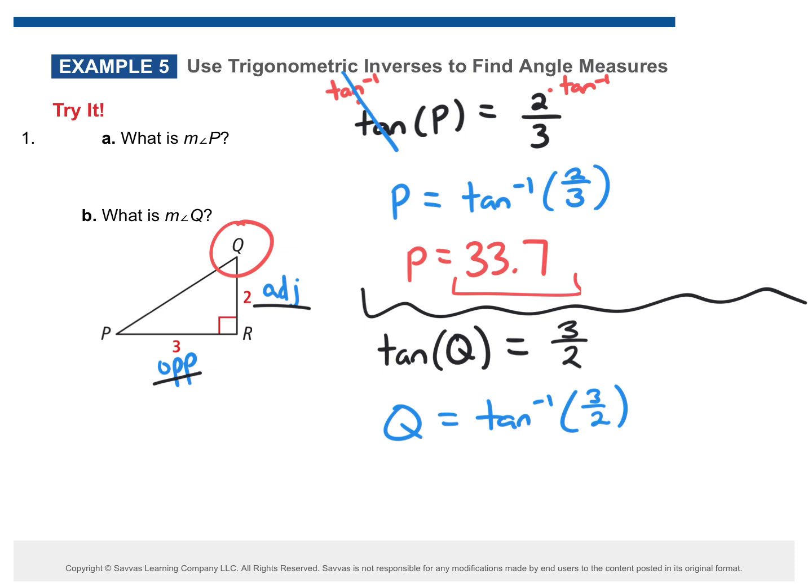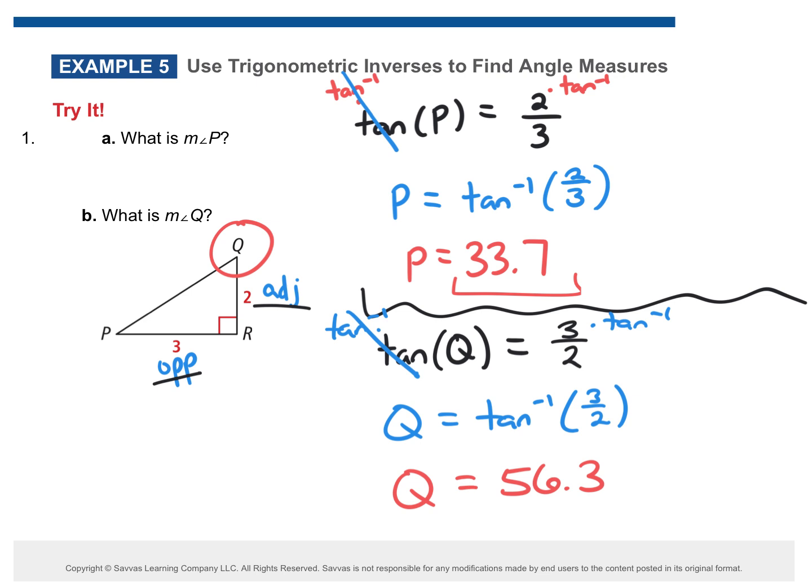But remember how I get to here, we want to get Q by itself, so I'm going to multiply both sides by the inverse tangent. And then this cancels it out, and then this side gets me to here. If I type that in my calculator, what did you get for angle Q? 56.3. And again, what does this give you? Gives you the angle measure. Yep.